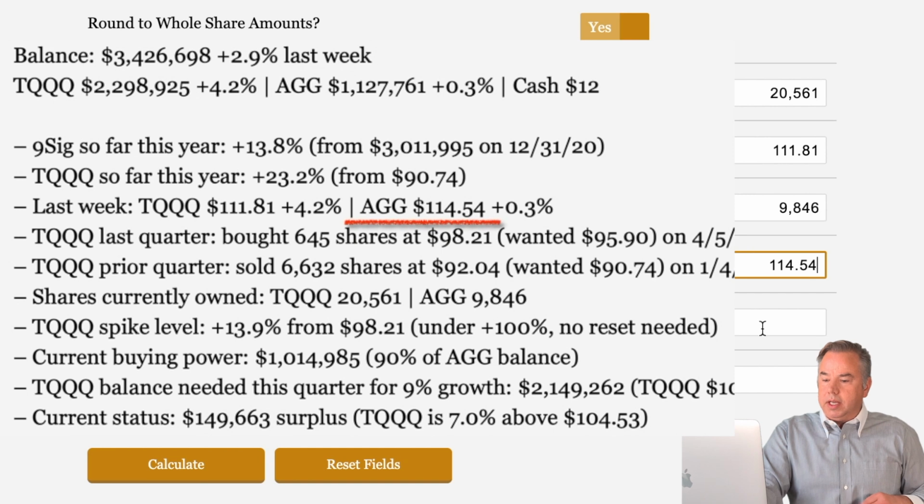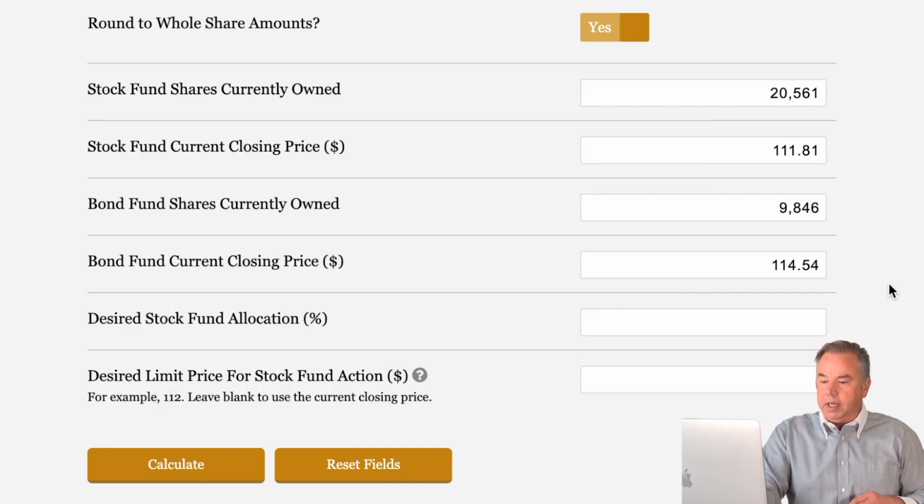Okay. Now your account would be different, of course, right? Because you might be using different funds, you might be on a different date. But it can't get much more straightforward than this. How many stock fund shares do you own? What's the current price? How many bond fund shares do you currently own? What's the current price? We don't use cash.